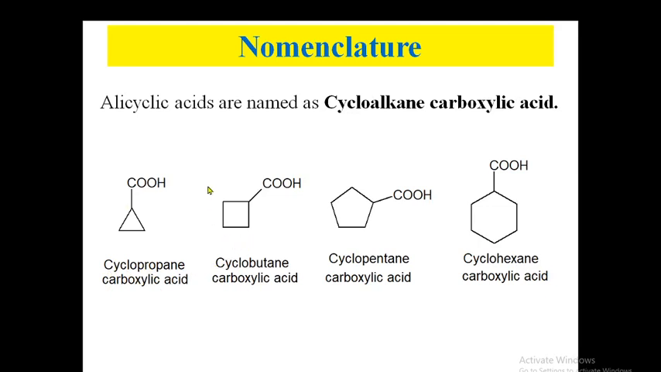Second, 4 carbons in the ring, so it becomes cyclobutane carboxylic acid. 5 carbons in the ring, and therefore it's cyclopentane carboxylic acid. Obviously 6 members, so it's cyclohexane carboxylic acid. In this way you can give names to alicyclic acids.